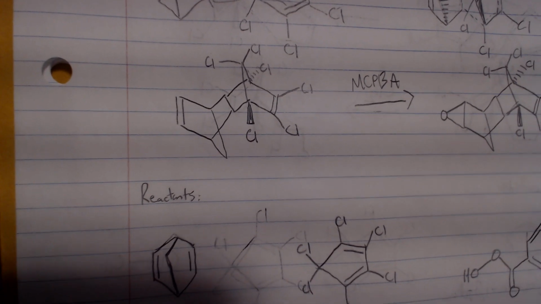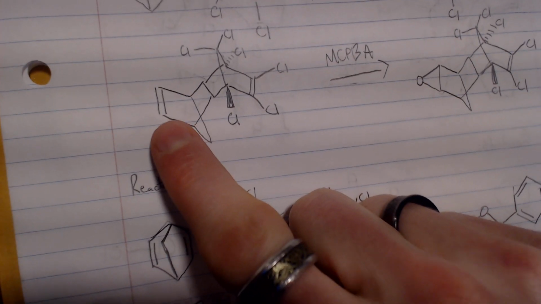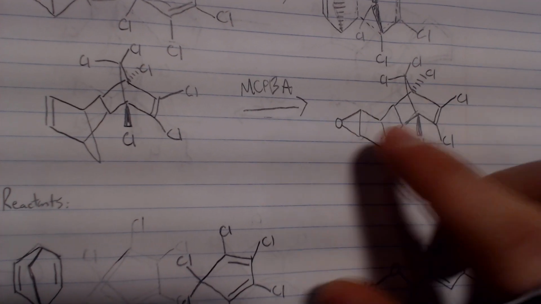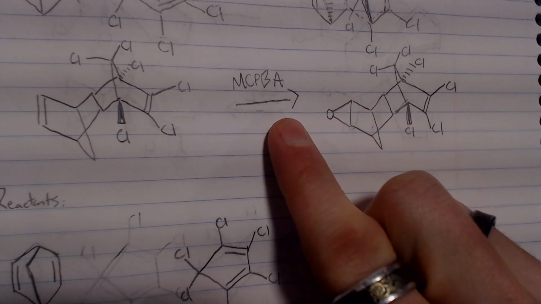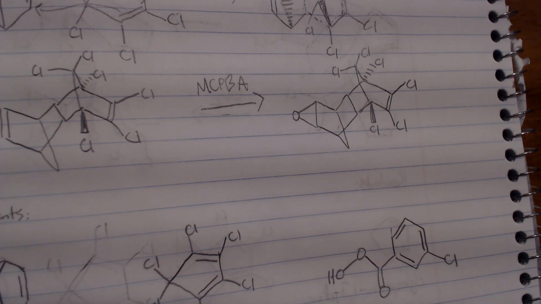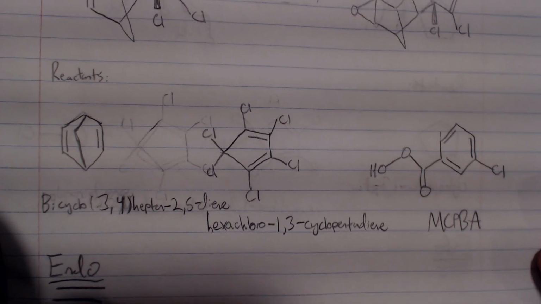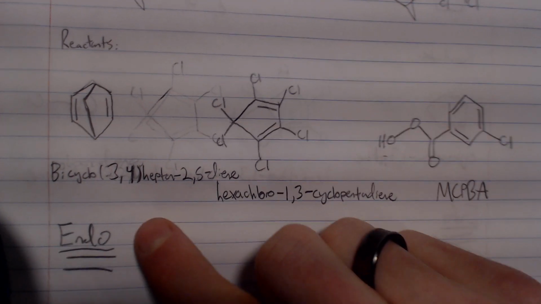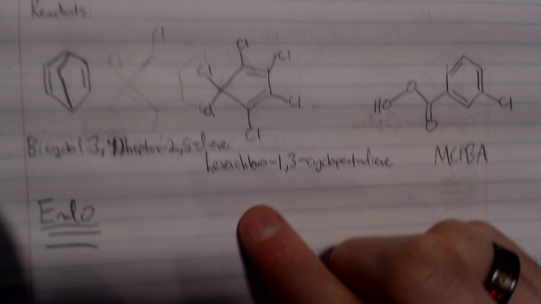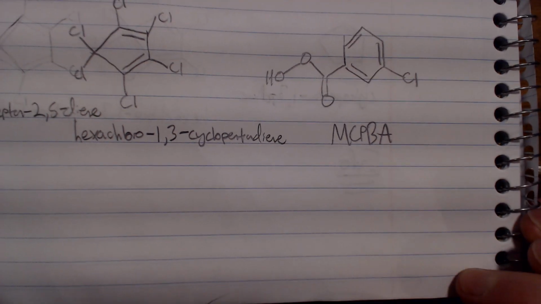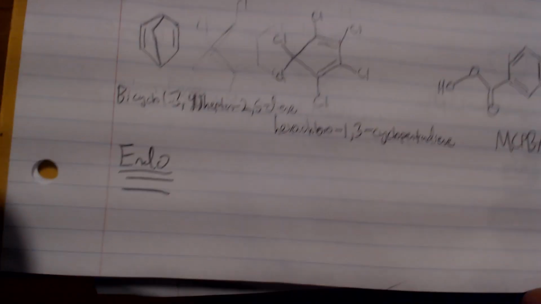So then we get this molecule that is almost like the original, but we still have that extra alkene bond over here. And if we just use MCPBA, or honestly we could use any peroxy acid here, we get that final epoxide ring at the end. So the reactants that I have listed, and I don't know if I did the IUPAC names right, but I think I'm pretty close, are bicyclo 3,4-hepta-2,5-diene, hexachloro-1,3-cyclopentadiene, and MCPBA, which again could be really any peroxy acid. And then after I go over the next one, I'll describe why this reaction was endo.